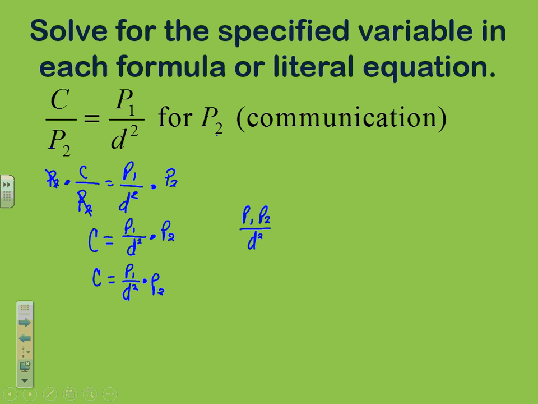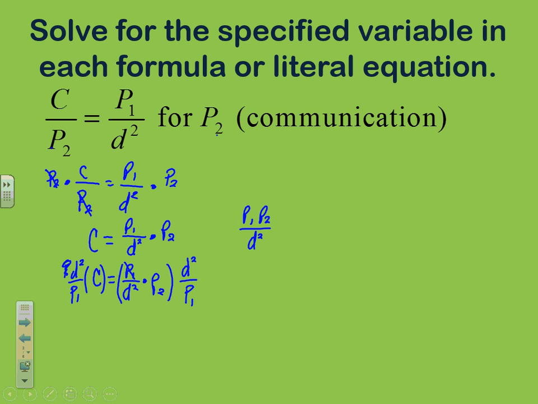So here I have a fraction, p sub 1 over d squared, that I have to get rid of. If I want to get rid of a fraction to move it across to the other side of the equal sign, what we do is we're going to multiply by its reciprocal. So d squared over p sub 1. And we're going to multiply that on both sides. Oops, I wrote that upside down. D squared over p sub 1.